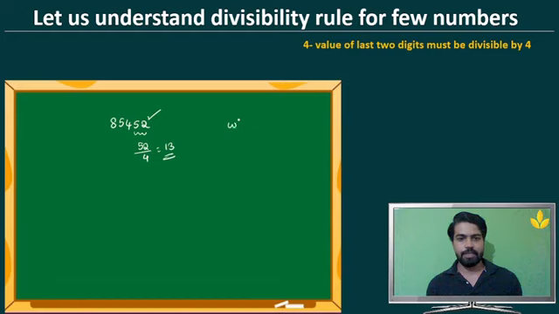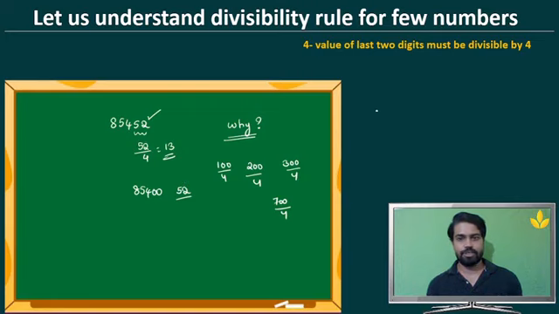So why? What is the reason? The reason is that every 100 is a multiple of 4. Whichever 100 you take, 200 is divisible by 4, 300 is divisible by 4, 700 is divisible by 4. That means every 100 is a multiple of 4. So in this number I have 85400, which is divisible by 4. The leftover number is only 52. I just have to check whether that number is divisible by 4 or not.